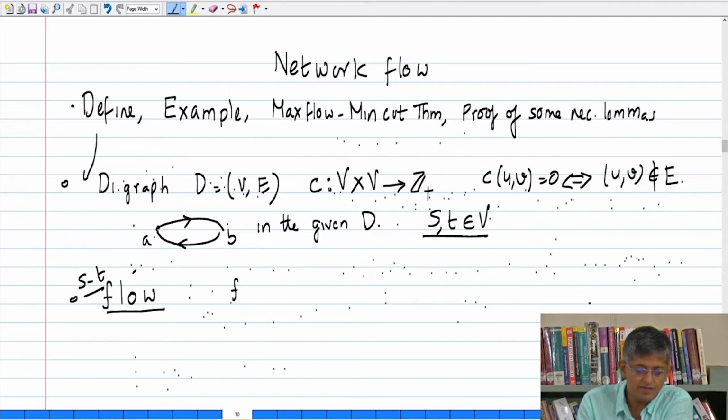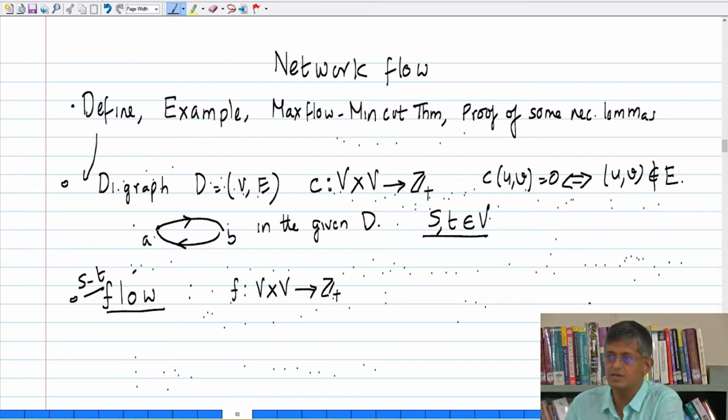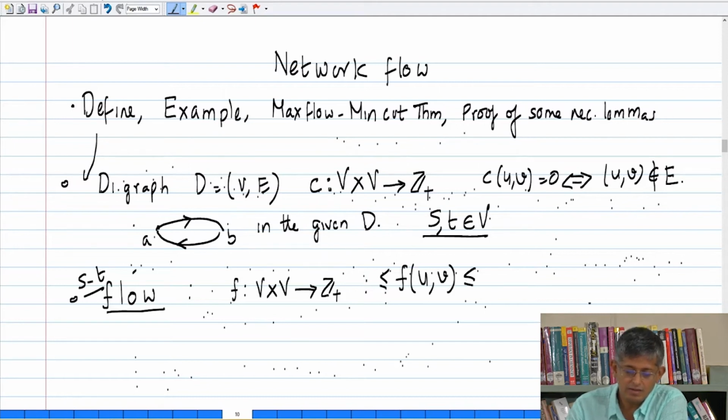It is a function f from V cross V, and again, to keep everything simple here, we will assume that this is to non-negative integers. What are the properties that this f is going to satisfy? It is going to satisfy that the value of f(u, v) is upper bounded by the capacity of (u, v). This is the first condition.